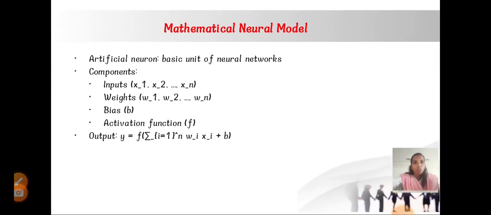It is a mathematical neural model, also called an artificial neuron, with components and output. It is the basic unit of neural networks. The components are inputs, weights, bias and activation function. The output is given as y, the function value.